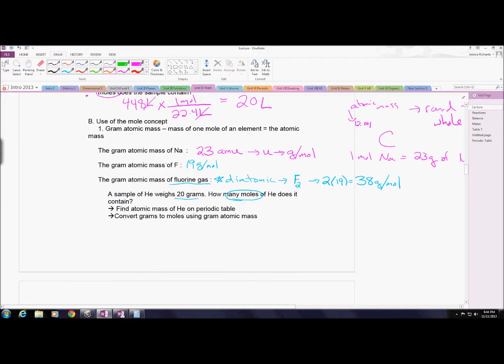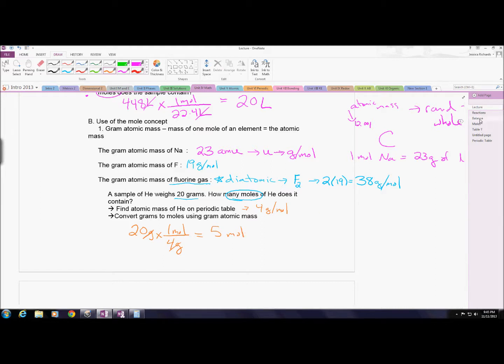Helium is just 1 unit, so the atomic mass is 4 grams per mole. And then we just do factor label to convert. So we have 20 grams. We're going to put the 4 grams on the bottom because we want the grams to cancel. And we're going to put the 1 mole at the top because that's what we're trying to solve for. 20 divided by 4 is 5 moles.